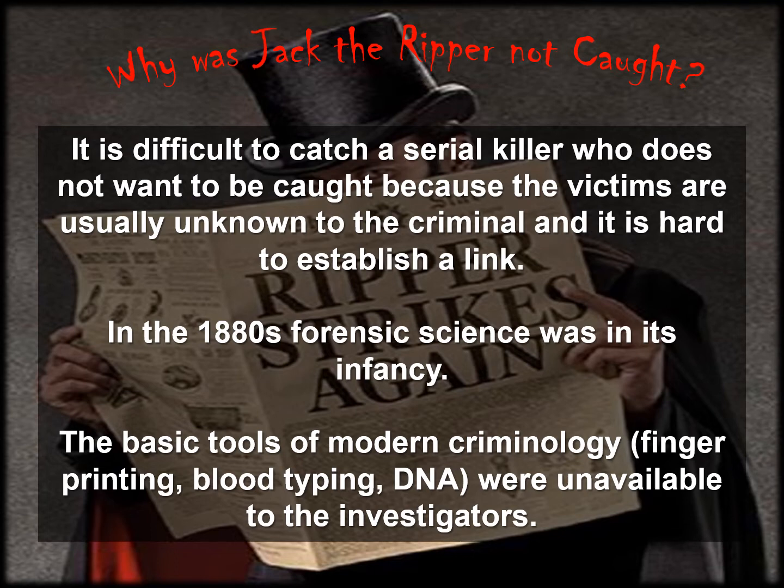So basic tools of what we call modern criminology, the study of crime, like fingerprinting, blood typing and DNA, were generally unavailable to investigators. Some fingerprinting could be used, but it wasn't very reliable, and there was no way to check it against other fingerprints. You could just see that there were fingerprints maybe there, or boot prints. But there was no way to type the blood or do anything like that that was useful.